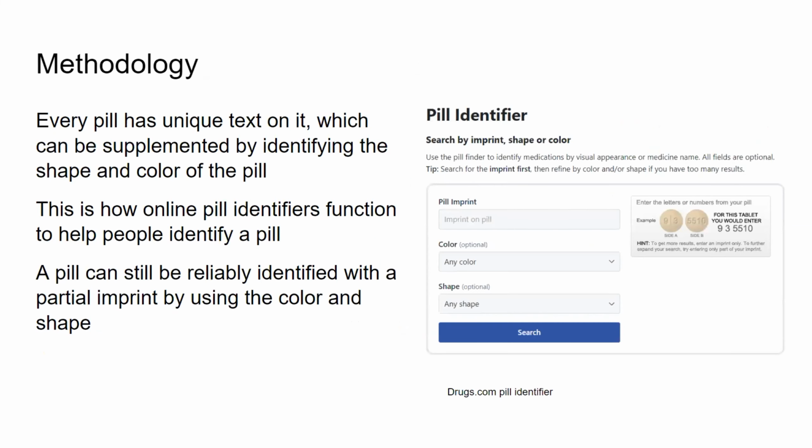With the feature extraction method, every pill has unique text on it, which can be supplemented by identifying the shape and color of the pill. If you go online and look up a pill identifier, it will ask for those 3 features. I think a pill extraction method that aims to extract these 3 features from an image can be much more adaptable than an image similarity method.